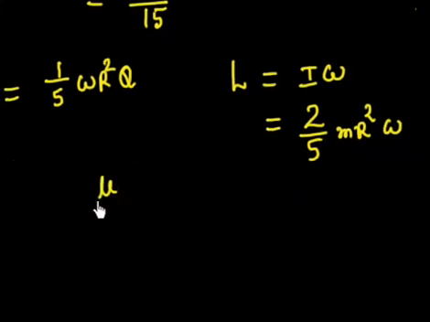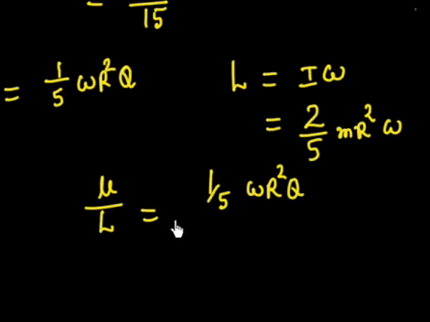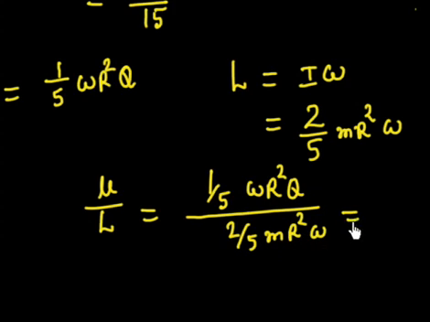So what is the ratio mu by L? The question also asks, calculate mu by L. So this is 1 by 5 omega r square cube, divided by this value, 2 by 5 m r square omega. So r square omega cancels out, 1 by 5 also cancels out, so we will have simply 1 by 2 q by m.